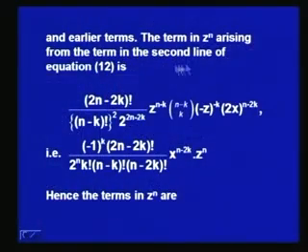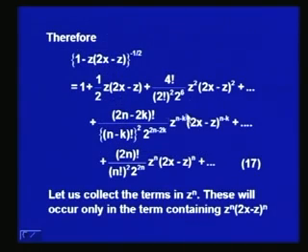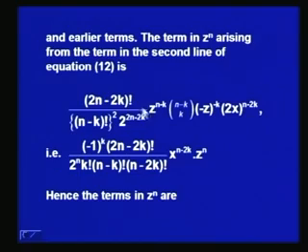The term in z to the power n arising from the term in the second line of equation 12 is, in this equation if you find the coefficient of z to the power n, it turns out to be 2n minus.